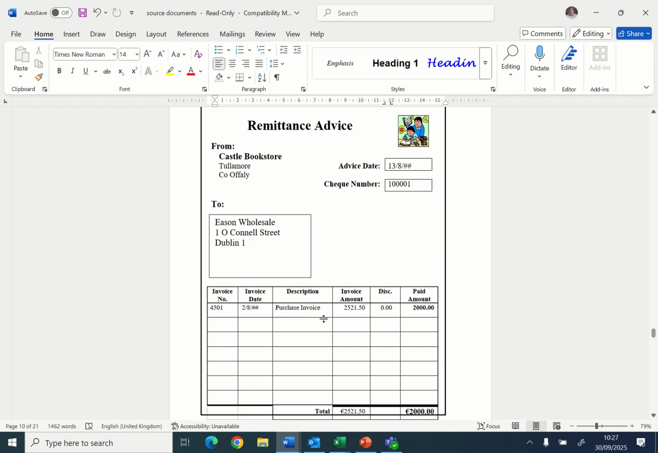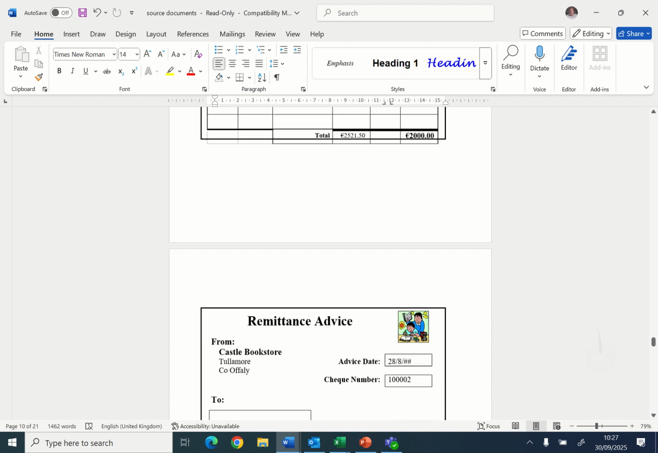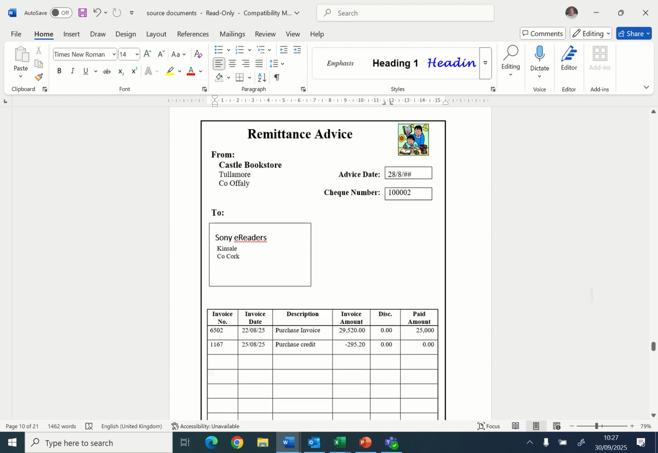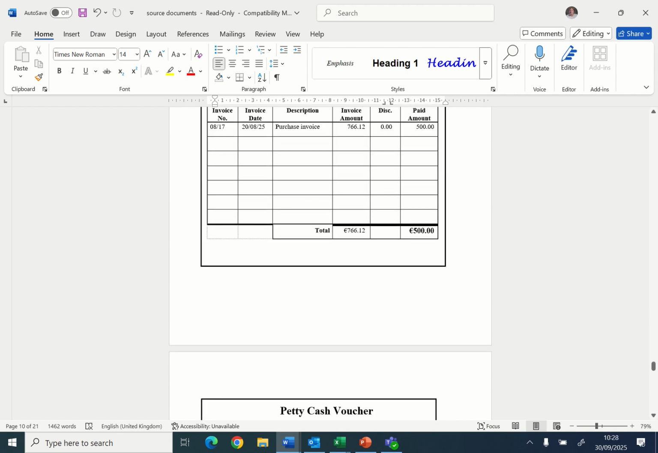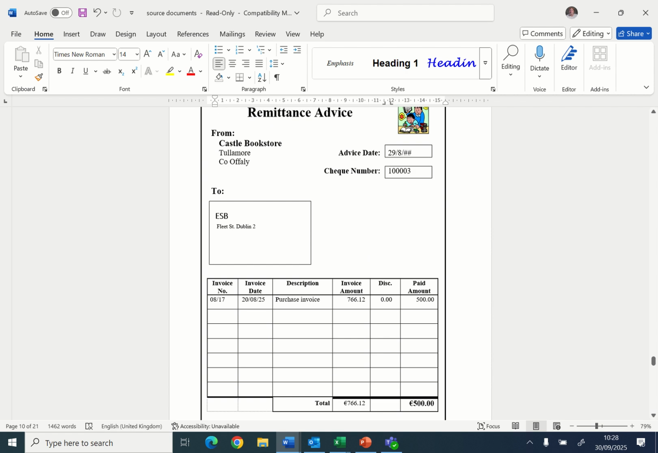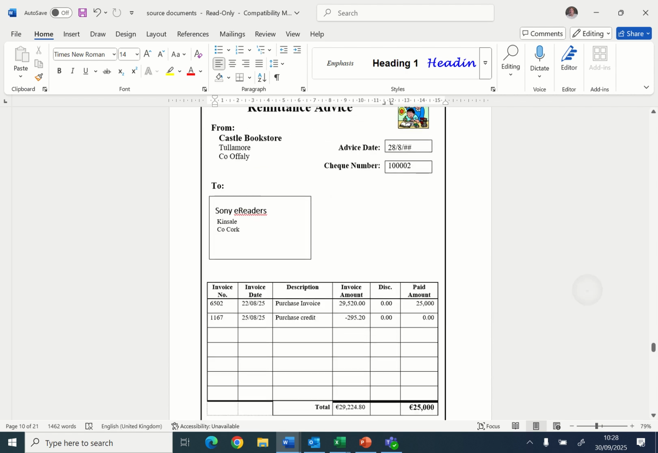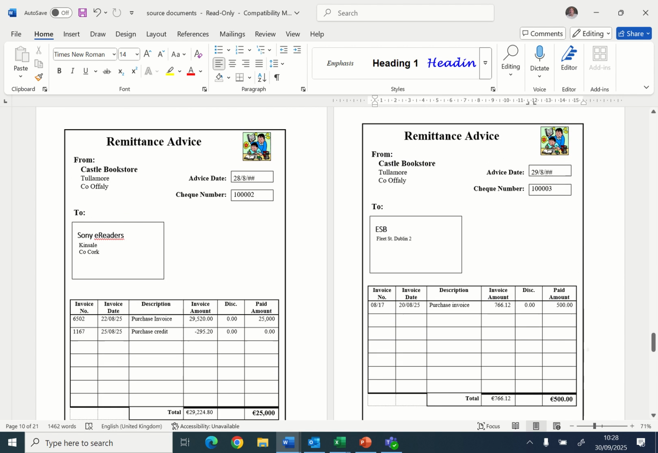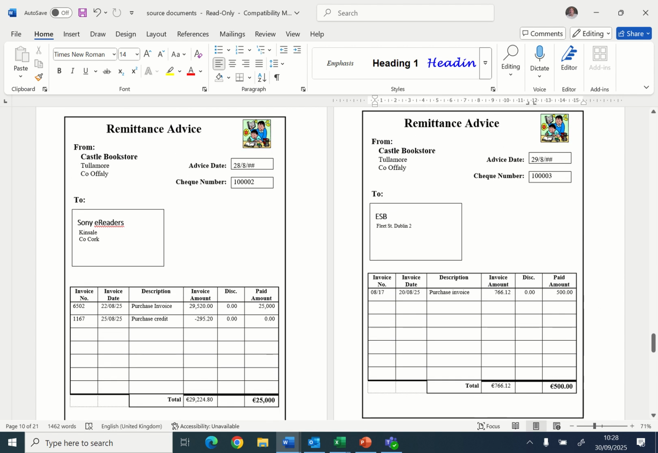So you can see here that Castle Bookstore sent money to Eason's on the 13th of August. They sent him €2,000 and it's in respect of invoice 4501, which we had gotten in at the start of the month. So we've one, two, three remittance advices. So we paid Eason's, we paid the ESB, and we paid Sony, okay, during the course of the month. So those three items will go into our check or cash payments book.